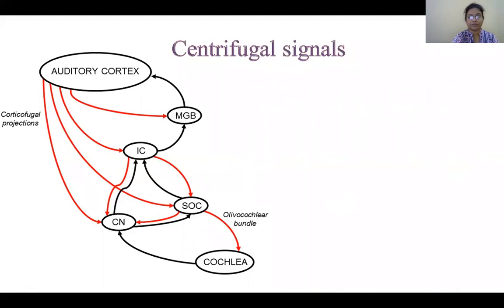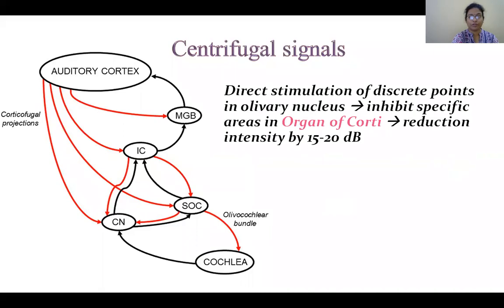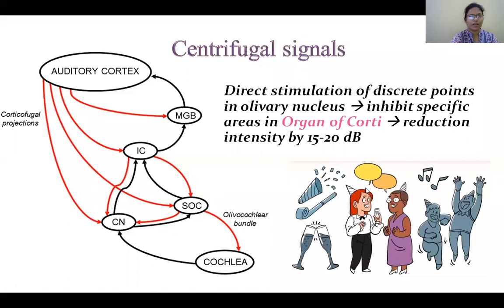of the hair cells. Also, it plays a very important role in the environment where we are exposed to loud sounds. Direct stimulation of discrete points in the olivary nucleus helps in inhibiting specific areas of the organ of Corti, because of which there is a reduction of intensity by 15 to 20 decibels. The best example is in a party. In and around there is loud sound, but still we are able to converse with each other. This ability is because of the centrifugal signals which arise from the auditory cortex and inhibit at different levels.